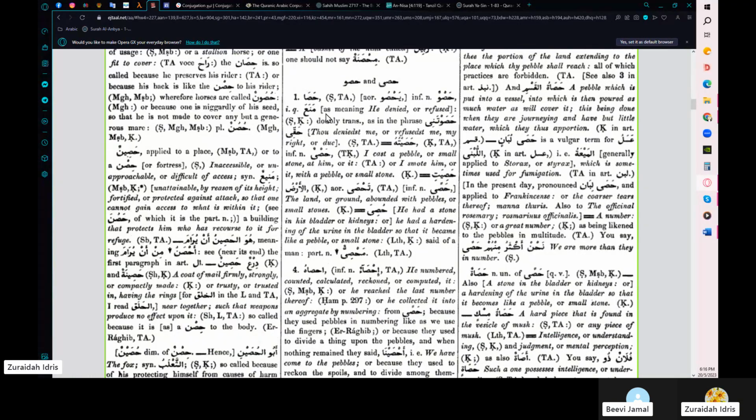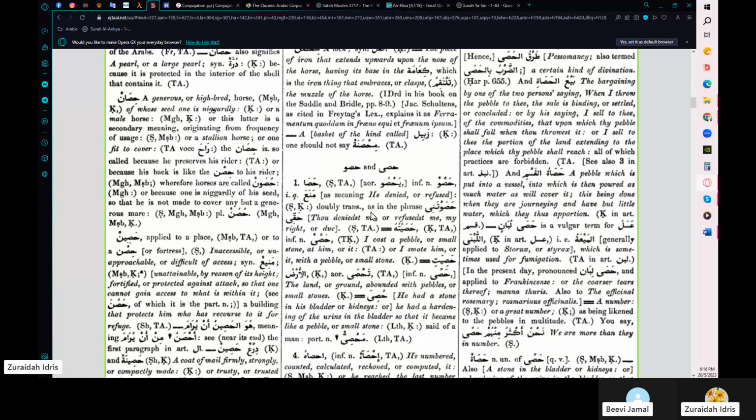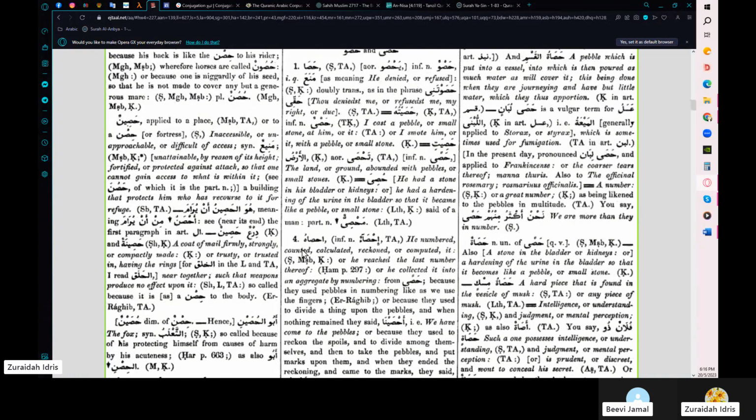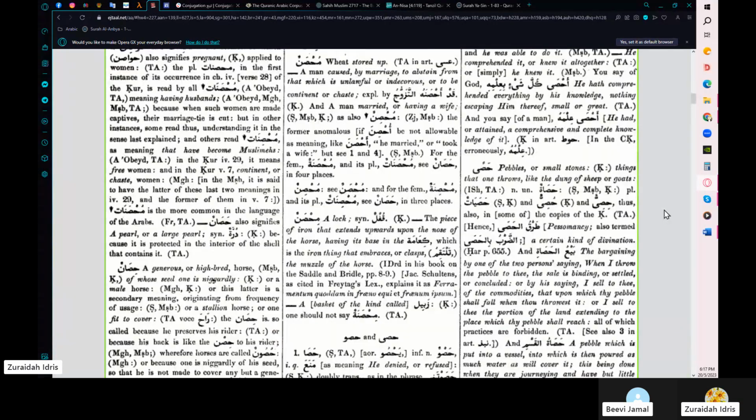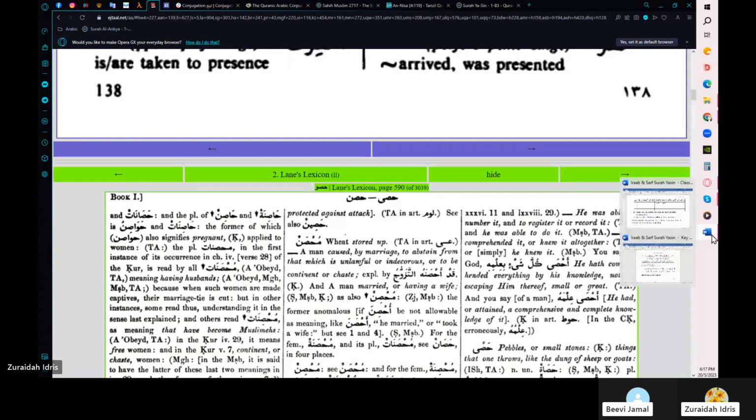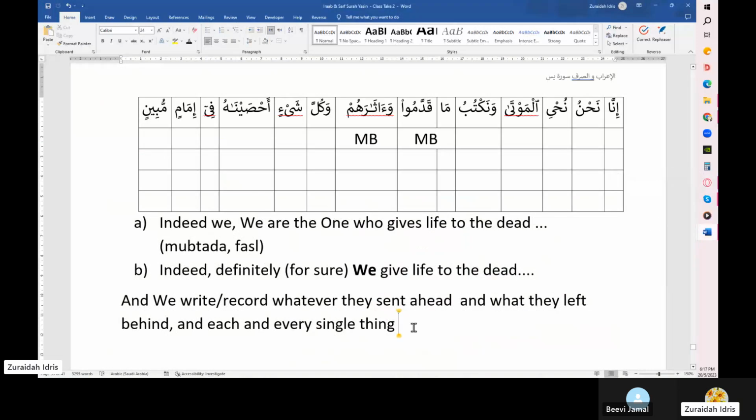There is hasa, but this is family 1, but the meaning is what? He denied, refused. To prevent something, yeah? Hasa, he denied, he refused. Then we have family 4. Yeah, he numbered, he counted, he computed, things like that. Okay, so 4 seems to be the more popular use for it. Okay, every single thing and each and every single thing.